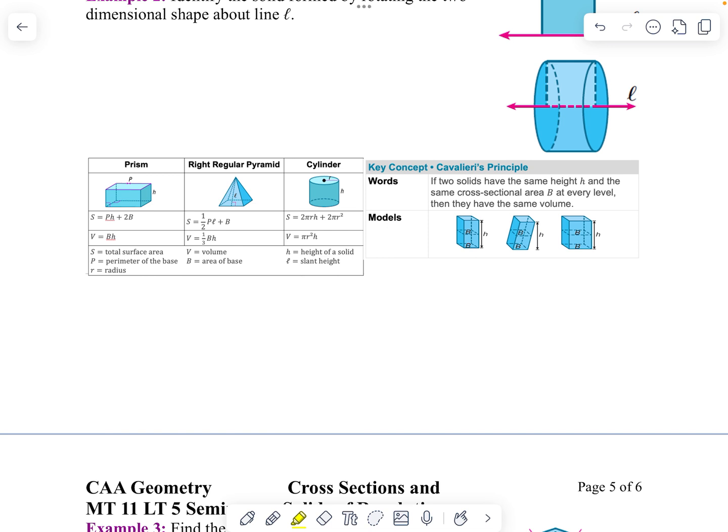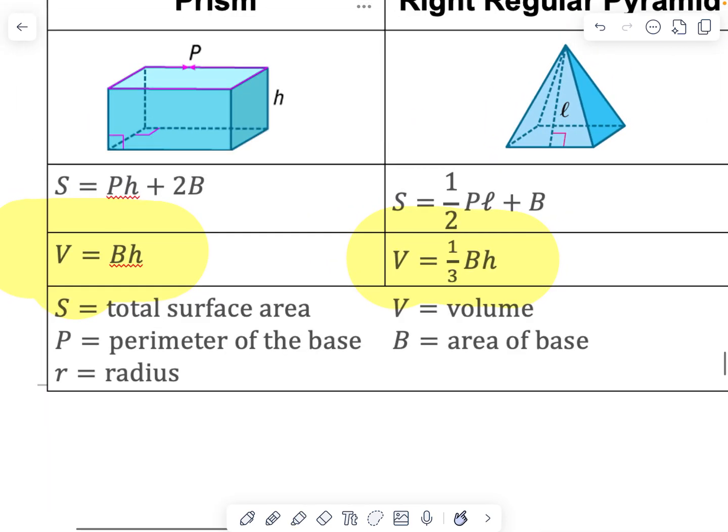We're going to be looking at the volume of prisms and pyramids. Notice, the volume of a prism is the area of the base times the height. A pyramid is 1/3 of that. So I could put 3 pyramids together and I would get the same volume of the same prism.